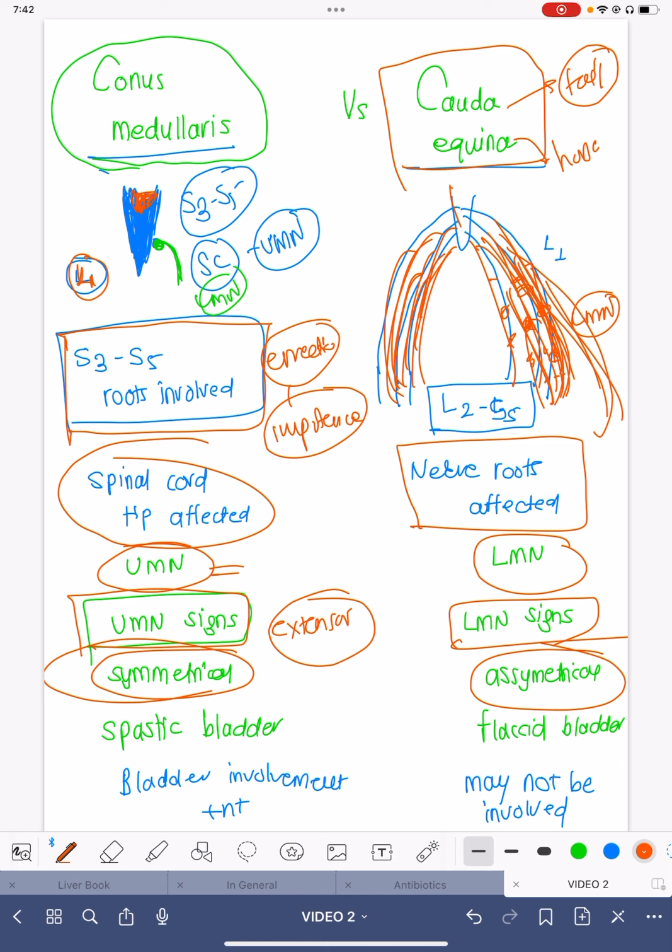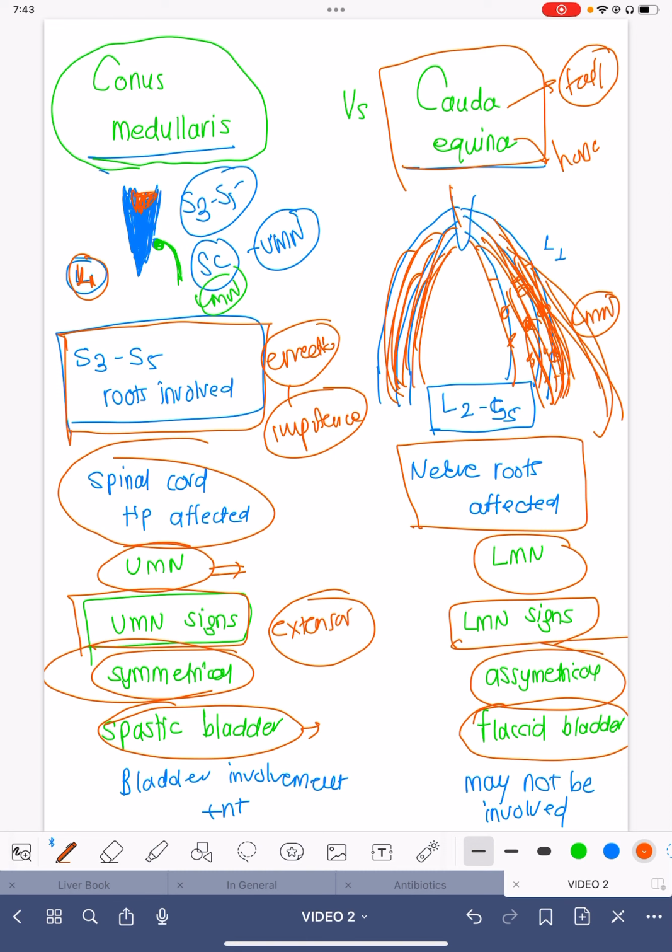We must know that the conus is a UMN lesion, so we have a spastic bladder. After some time, the patient will have to go for urination. Whereas in cauda equina, as it is an LMN lesion, the bladder involvement is much later, and there will be overflow incontinence. That means the patient will have continuous dribbling of urine because of the fullness of the bladder, because the bladder will already be full. So whatever extra urine is accumulated, the patient will have dribbling of that urine.